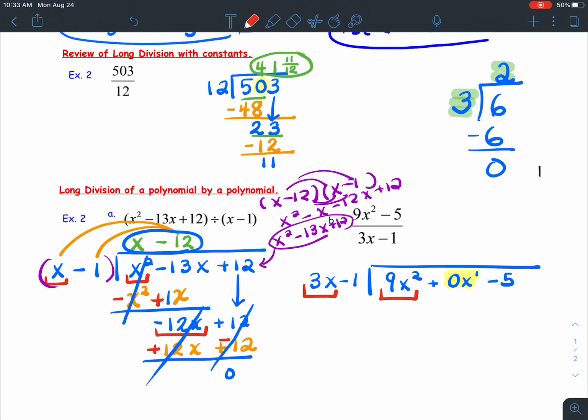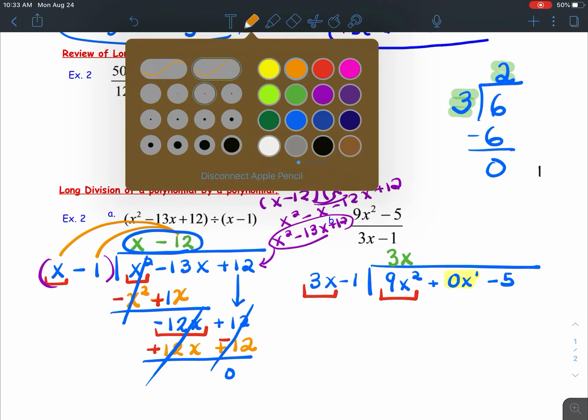Okay. All right, so we're going to go through this one a little bit faster, but you're going to compare your first term in front with the very first term underneath. Again, the question that you are asking yourself is, what could you multiply 3x by to get it to look like a 9x squared?